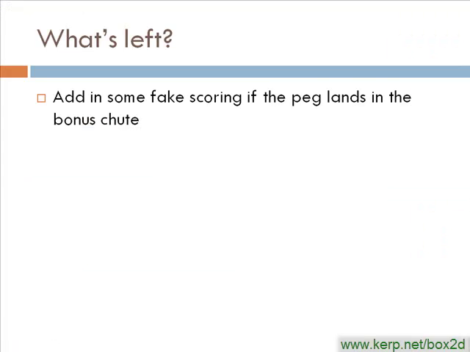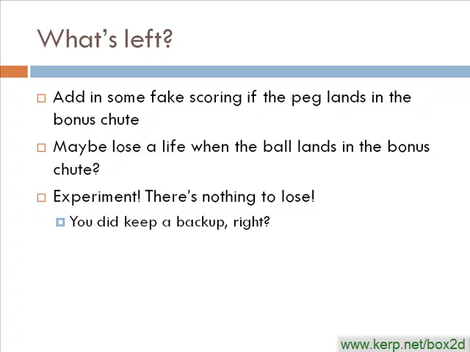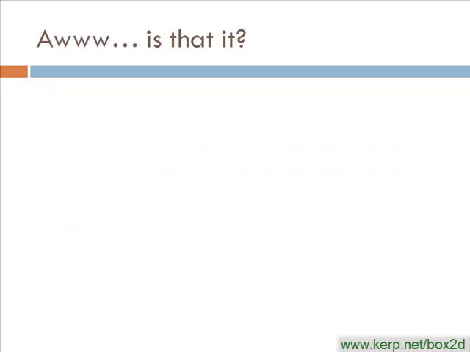So do things like add some fake scoring if, say, your peg lands in the bonus shoot. Try things like, do you want to lose points when you catch a red peg, but gain points when you catch a blue peg? Maybe lose a life if the ball lands in the bonus shoot. Maybe gain a life. The point is, experiment. There's nothing really for you to lose because you did keep a backup, right? All right, good. So I guess maybe this is the point where I leave you.